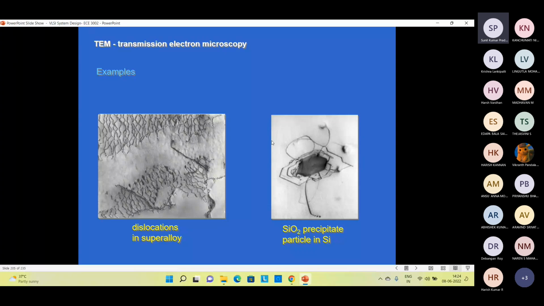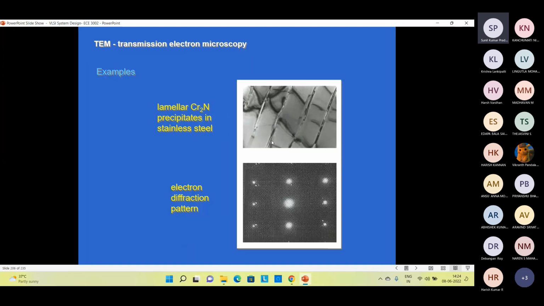Similarly, this is another structure where we have a lamellar precipitate on stainless steel. Okay. So this is also possible. We can see the images very clearly with the help of electron beam images. Okay, and this is our electron diffraction pattern, where we can check which different planes are oriented in which way.